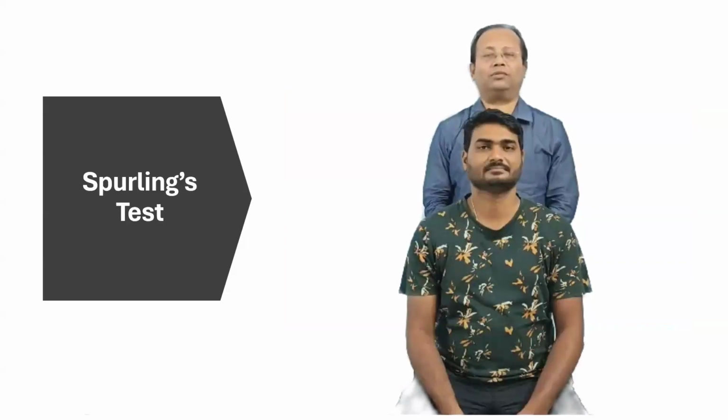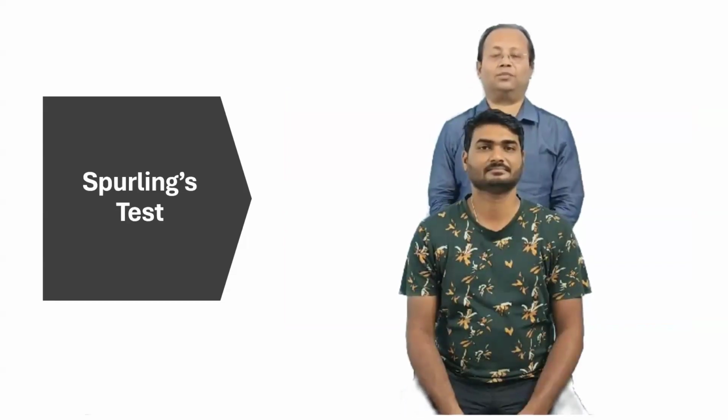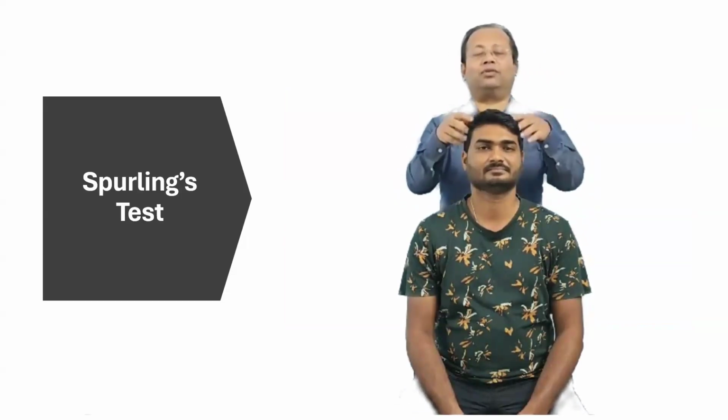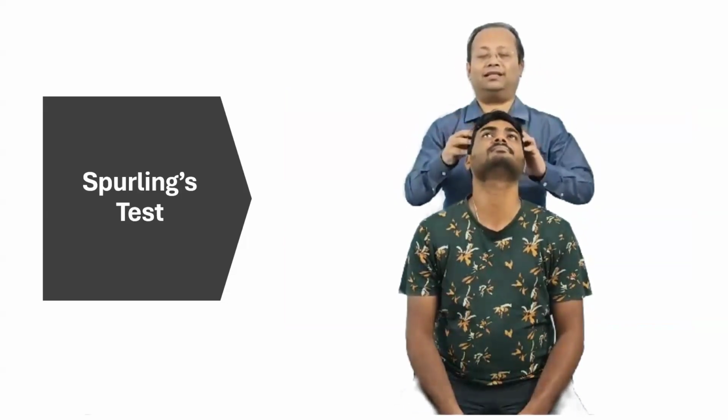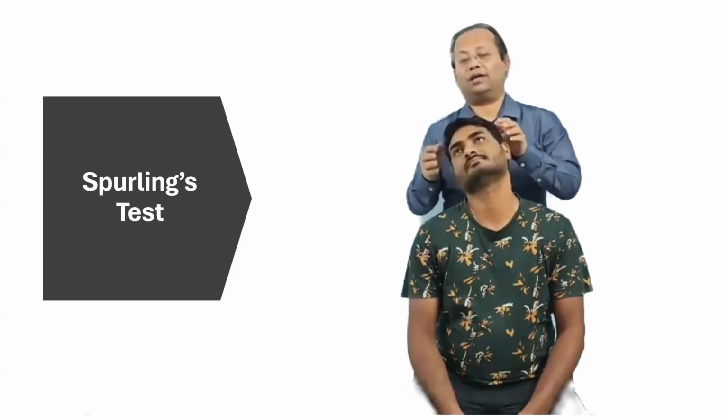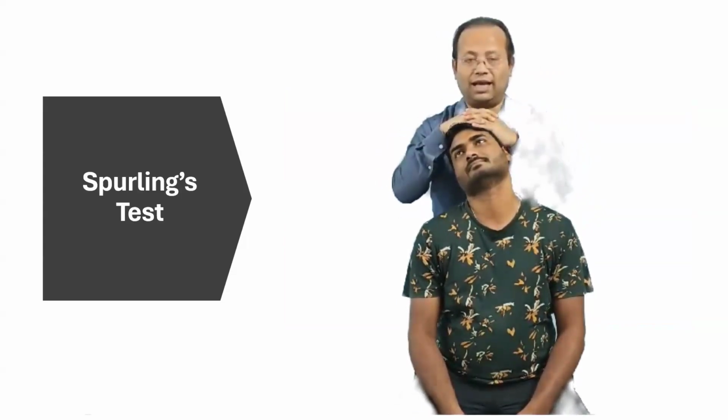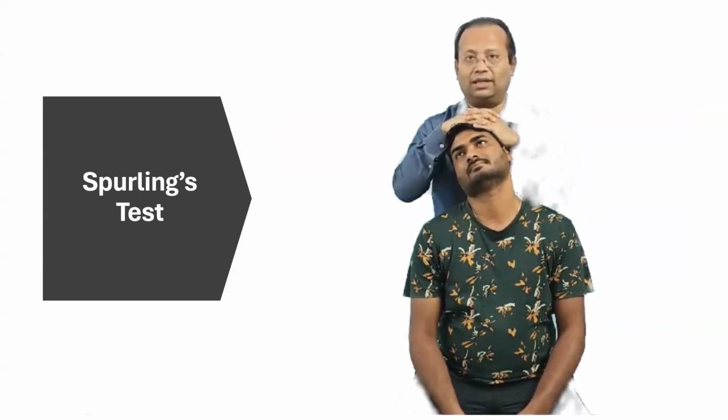Now I want to perform the Spurling's test on this patient. First I will go for the simple extension of the head, and then lateral bending on the affected side, and with this position maintained, I will give a compression on his head. If there is pain produced on the right side, then we know that there is a right-sided radiculopathy or a foraminal compression on the nerve root.